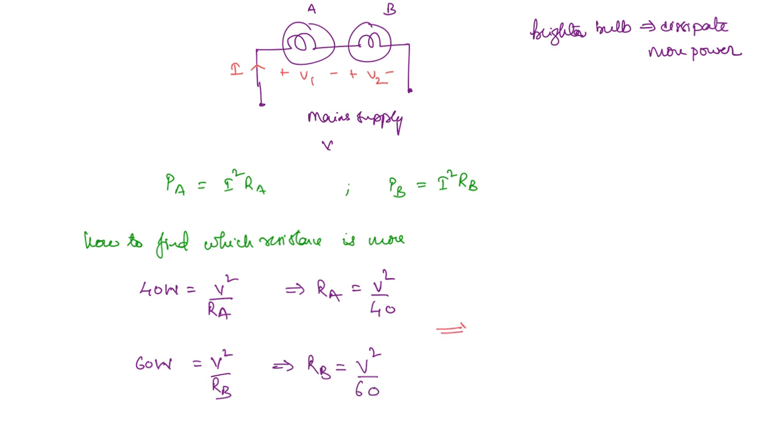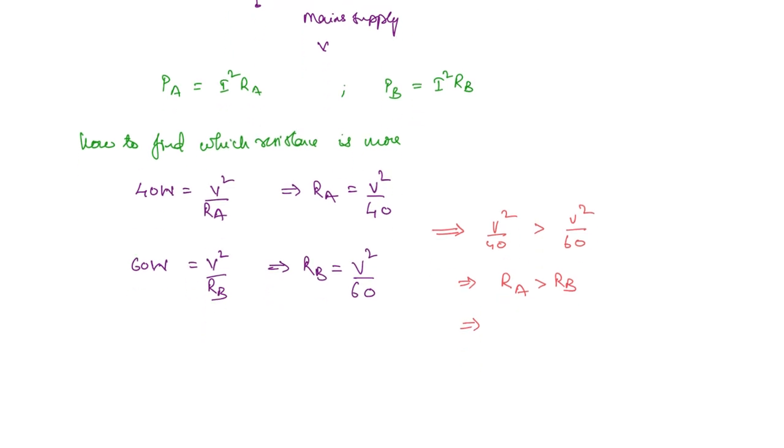So from this what do we get? Whichever denominator is smaller will be the larger number. So V square by 40 is greater than V square by 60. This implies that RA is greater than RB. So this means I square into RA is greater than I square into RB. So the power dissipated by bulb A will be greater than the power dissipated by bulb B.